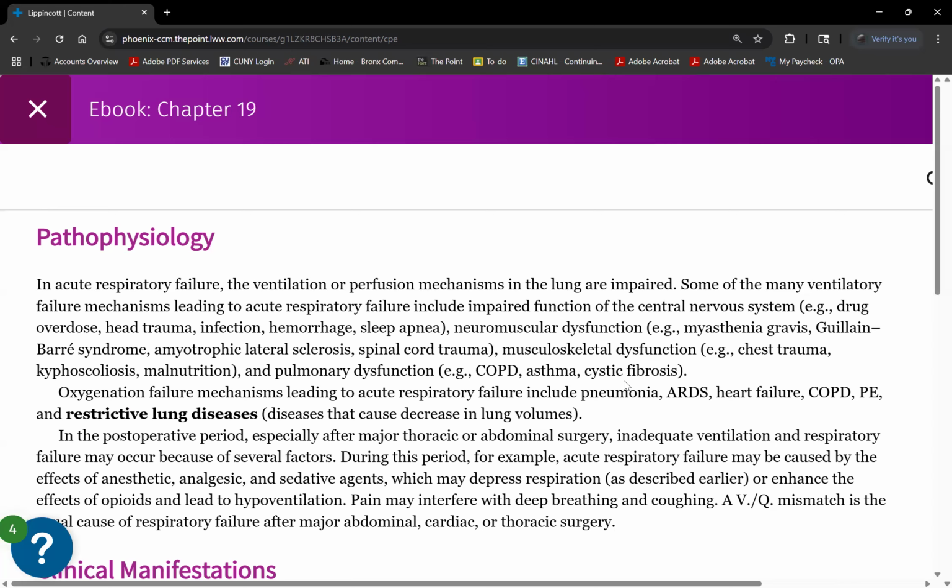COPD. Actually, COPD falls under both. So COPD can be oxygenation, especially emphysema, right? Emphysema can be oxygenation failure, or chronic bronchitis can be ventilatory failure.